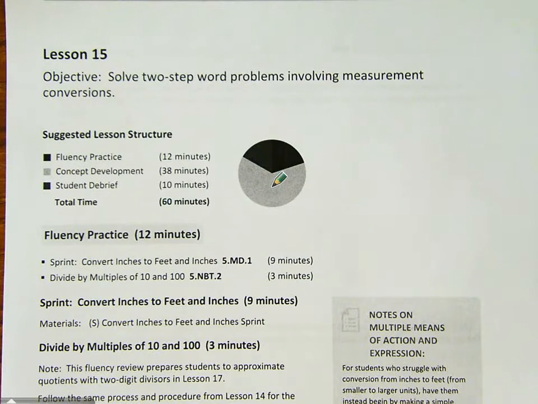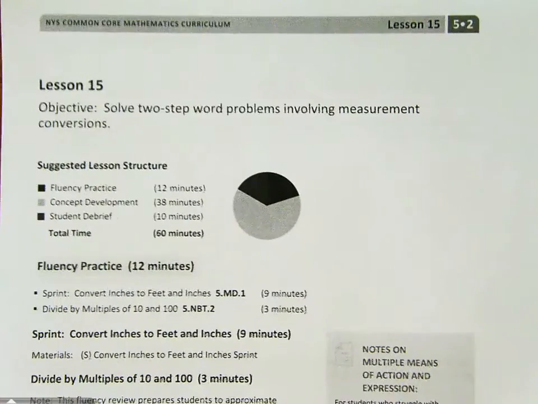Kissinger, and today we are on 5th grade math module 2 lesson 15. We're going to be solving two-step word problems involving measurement conversions. So we're going to be taking the measurement conversion techniques that we learned in lessons 13 and 14, and we are going to be solving word problems with them. So let's get started.